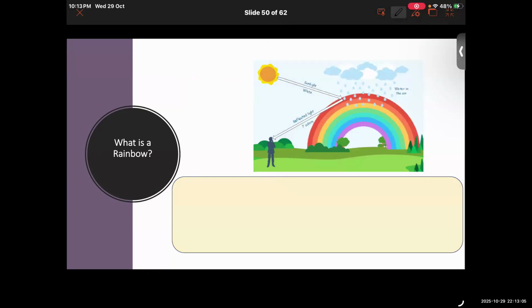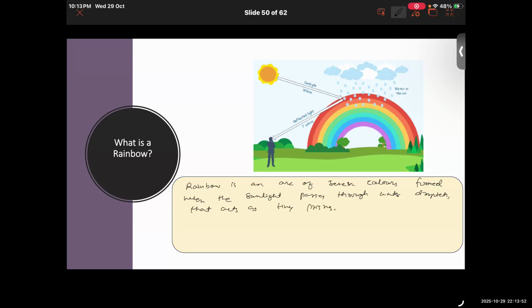Okay. So let us write a little bit about it, like what is a rainbow. So we will write down that a rainbow is an arc of 7 colors, formed when the sunlight passes through water droplets that act as tiny prisms. Okay.